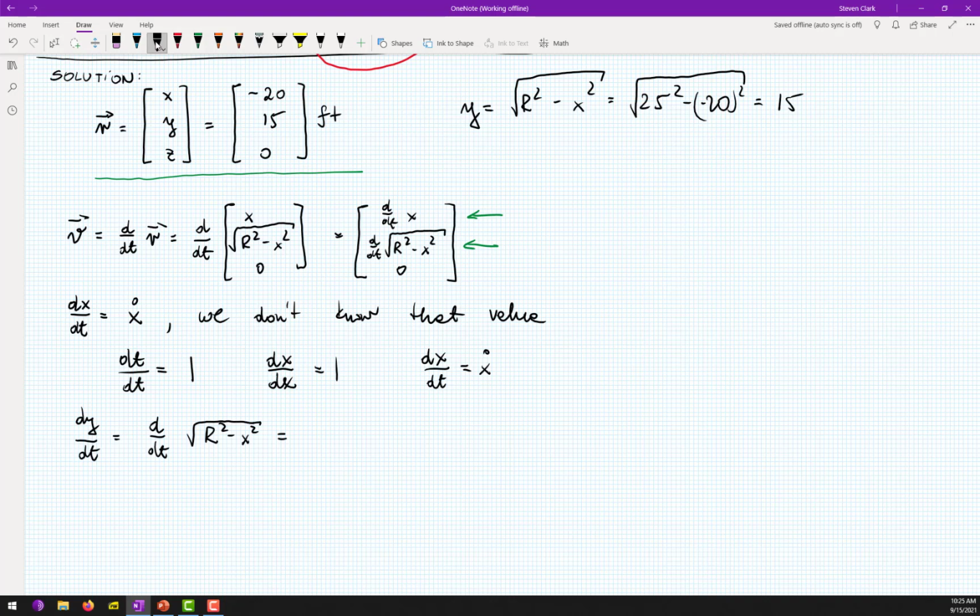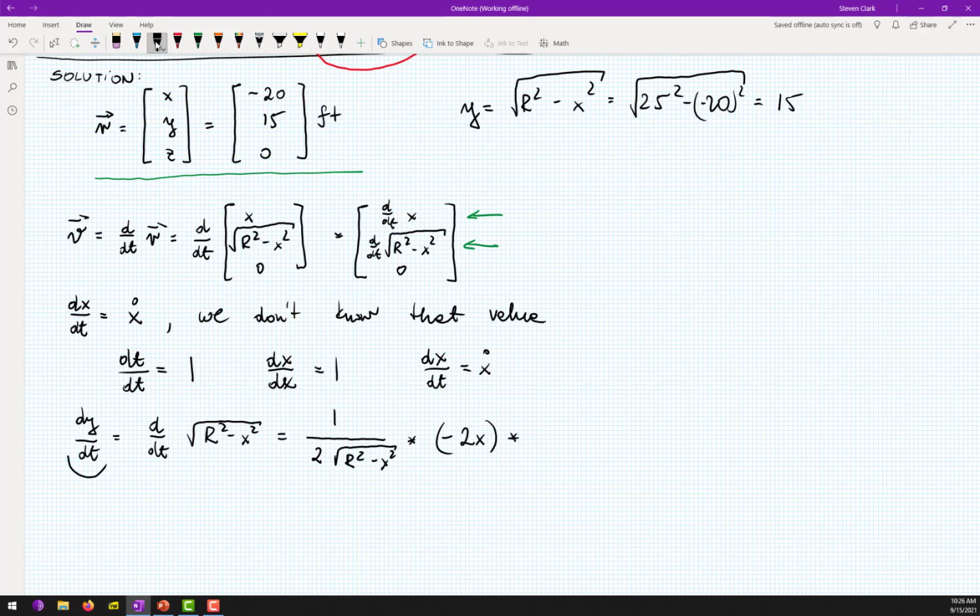If not, it's fine. So I'm going to start. 1 over 2 square root of r squared minus x squared times what? No. R is constant. R is constant. I heard the correct answer from there, and it was a lady's voice. Yes, dx/dt, exactly, because we differentiate over dt.